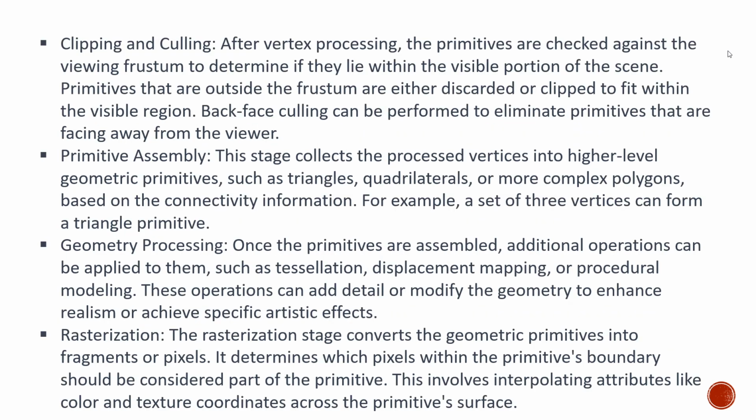The third point is clipping and culling. After vertex processing, the primitives are checked against the viewing frustum to determine if they lie within the visible portion of the scene. Primitives that are outside the frustum are either discarded or clipped to fit within the visible region. Backface culling can be performed to eliminate primitives that are facing away from the viewer.